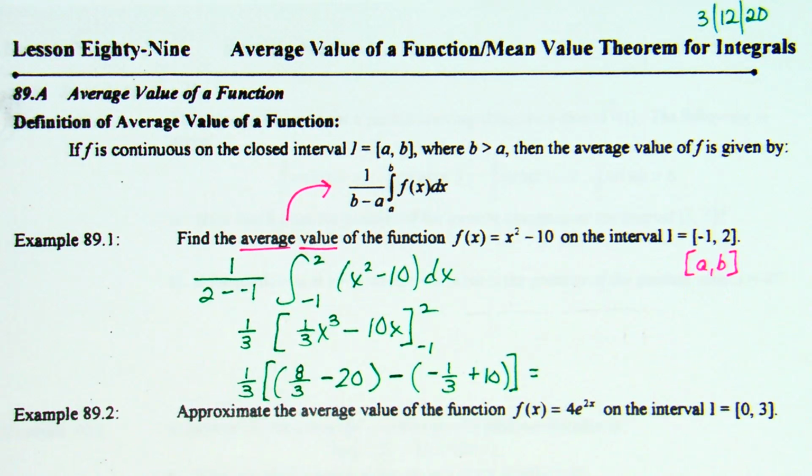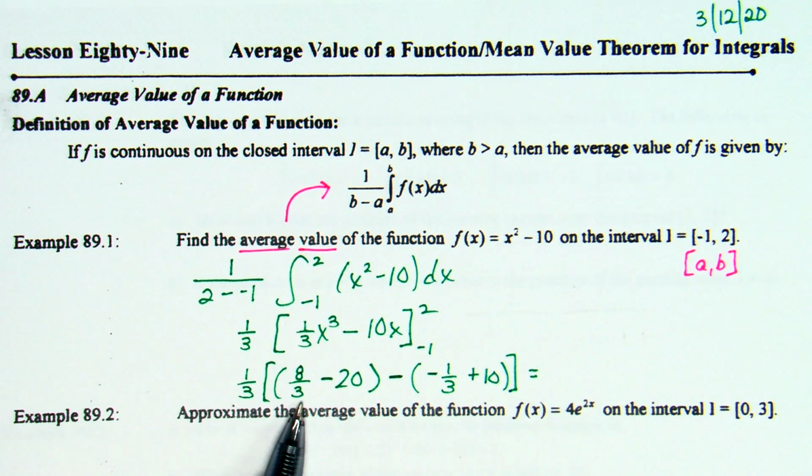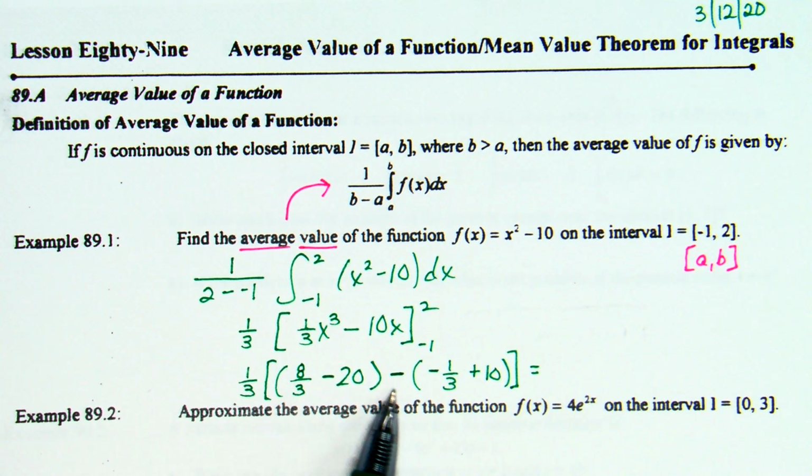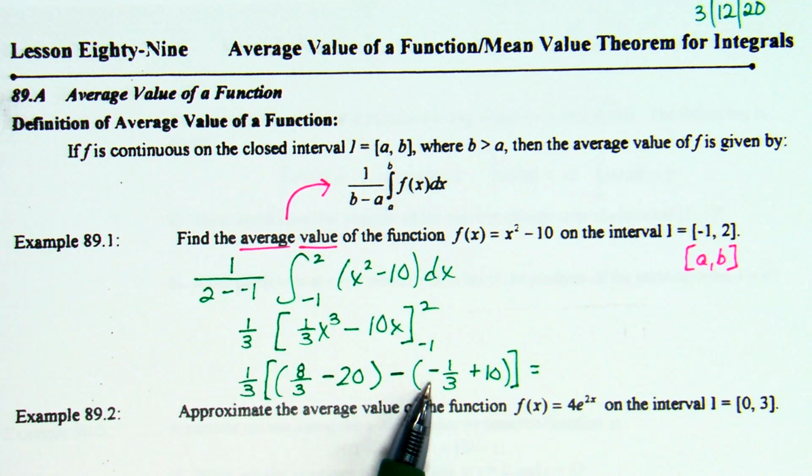Are you guys okay if I go out of order? Look at the pieces here. 8/3 minus negative 1/3. So that's going to be 8/3 plus 1/3, which is 9/3, which is 3. So those two make a 3.